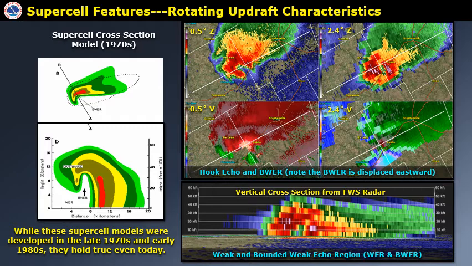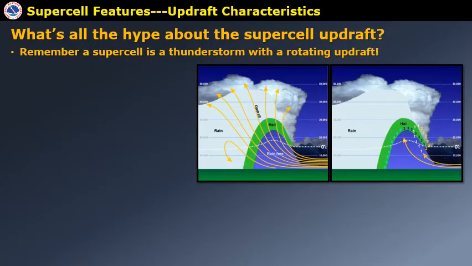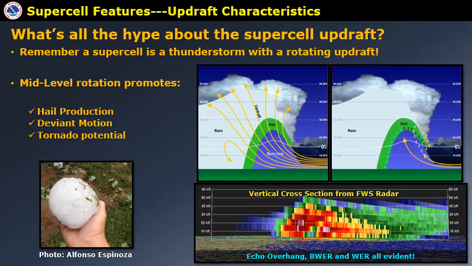Now, the radar screen captures to the right really do show these conceptual models quite well. This supercell just southwest of Stephenville, Texas, exhibits the BWER, or the bounded weak echo region, as well as the weak echo region, and in the cross-section, we can see the echo overhang. Now let's actually go through and talk about why these features are important. So remember, a rotating thunderstorm updraft is important because it promotes hail production, deviant motion, and offers a greater risk for tornado production as well.